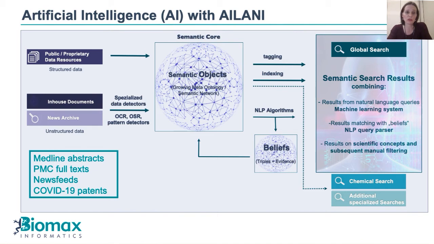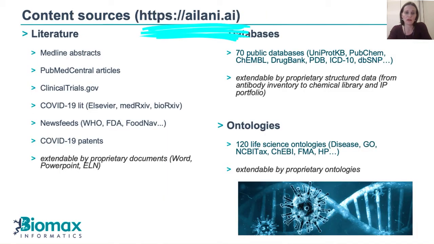What are the content sources of Vilani, which you can access here at vilani.ai? We have the full set of Medline abstracts, about 2 million PubMed Central articles, the full set of clinicaltrials.gov, the COVID-19 literature, which was made publicly available from some publishers like Elsevier. We also have the preprint server papers from medRxiv, bioRxiv, news feeds, and COVID-19 related patents, which we integrated last summer in a collaboration with Sagacious IP. Moreover, we have integrated about 70 public life science databases and 120 life science ontologies.